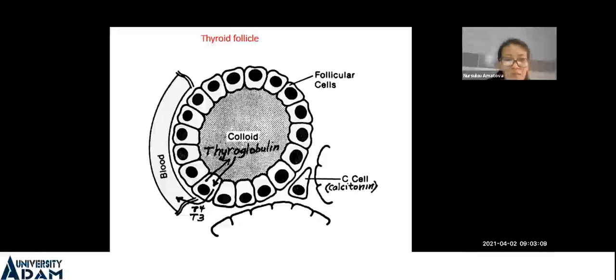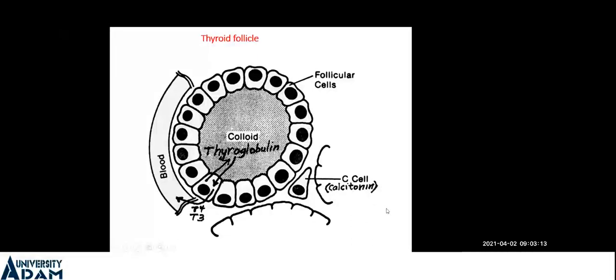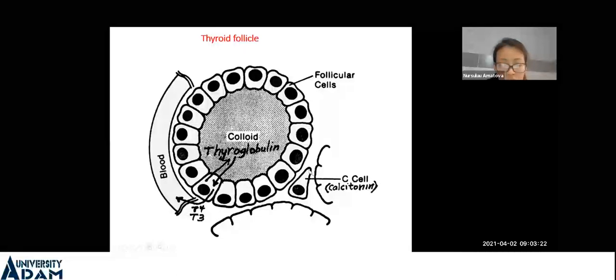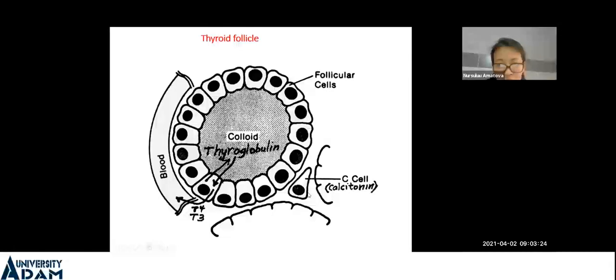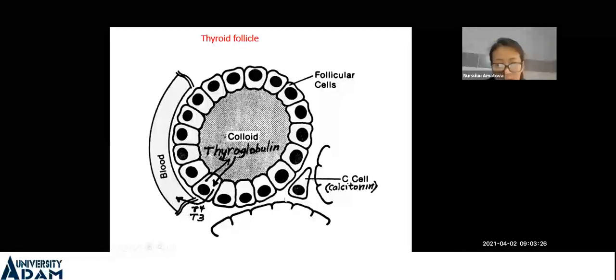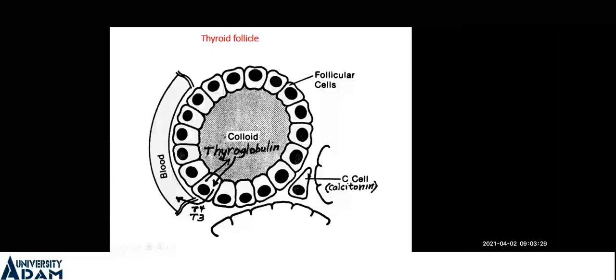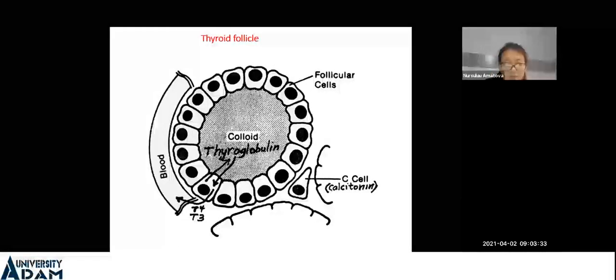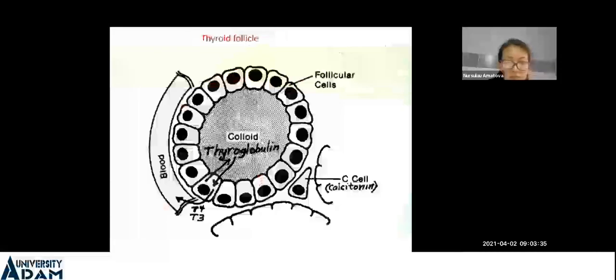Do you see this picture? Yes, ma'am. We have colloid surrounded by follicular cells. And here, on the right side, you can see C cells. Only one? Yes, because they are present singly or in small clusters of cells.